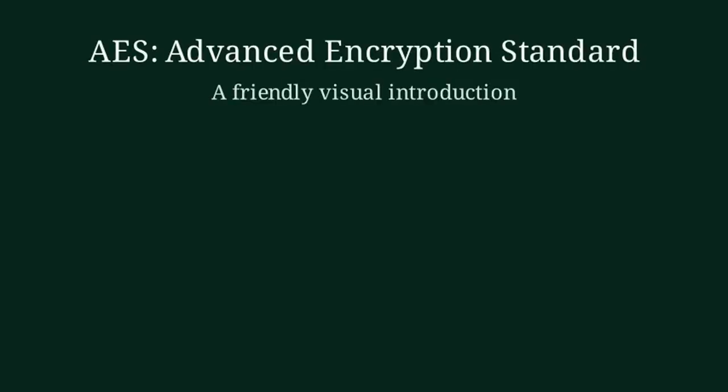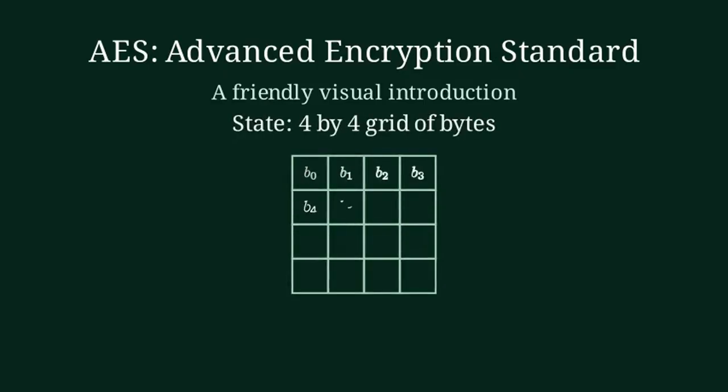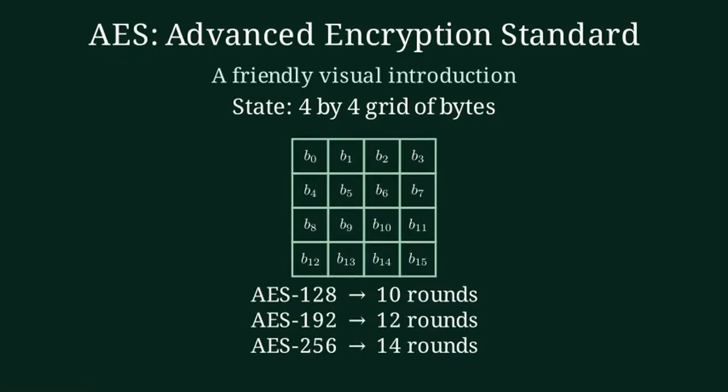Today we will learn the basics of the Advanced Encryption Standard, also called AES. AES breaks a message into small blocks called the state. Each state is a 4x4 grid of bytes. Think of it like a message box with 16 slots. AES uses a secret key to scramble the state.